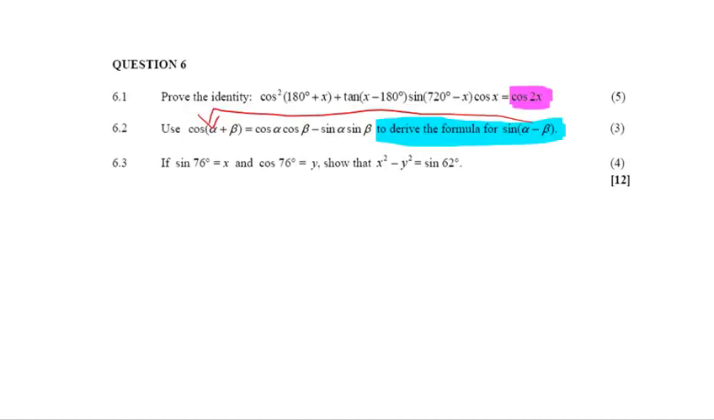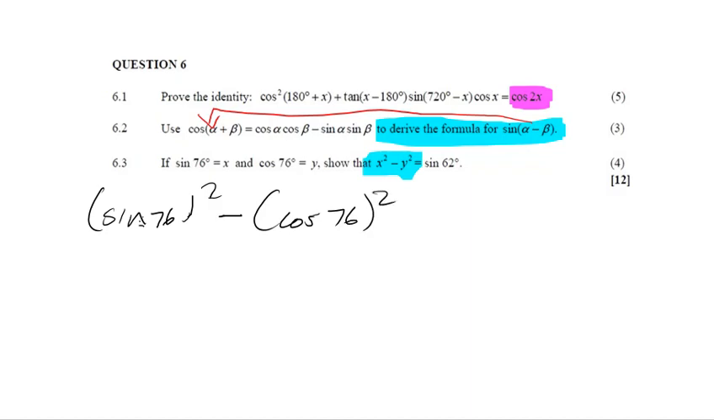So here they gave you x, and then they gave you y. They want you to show that x squared minus y squared is equal to sine 62. They gave you the values of x and y. So instead of writing x squared, you write sine 76 squared where there is x, and then minus cos 76 all squared. They want you to prove that this equals sine 62 degrees. I told you that you have to say sine squared 76 minus cos squared 76.